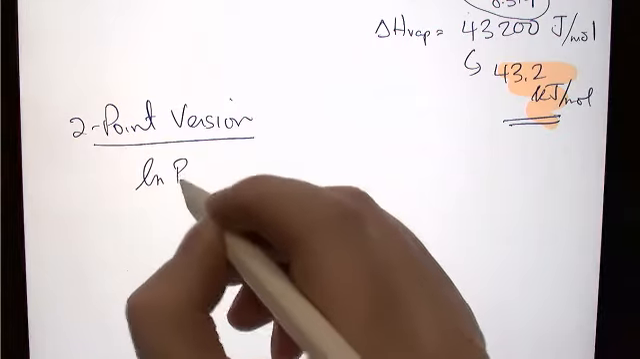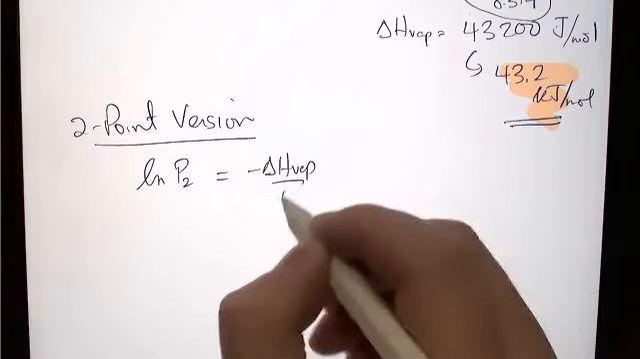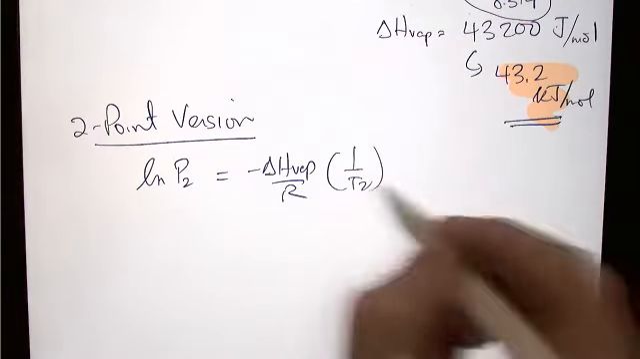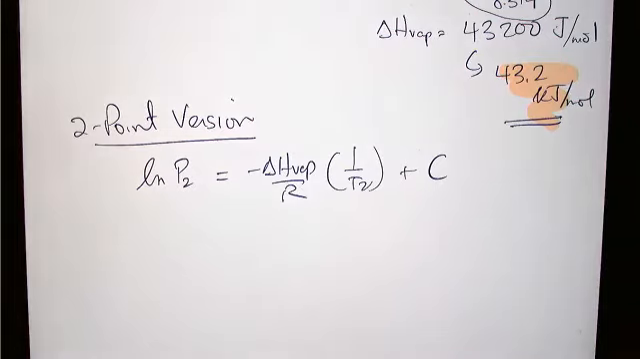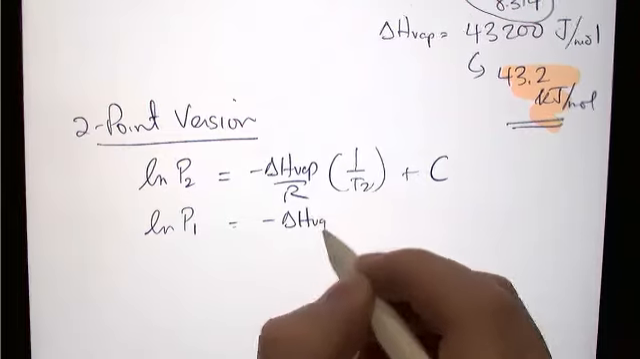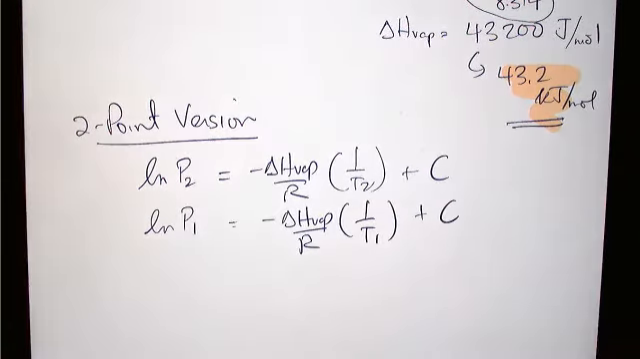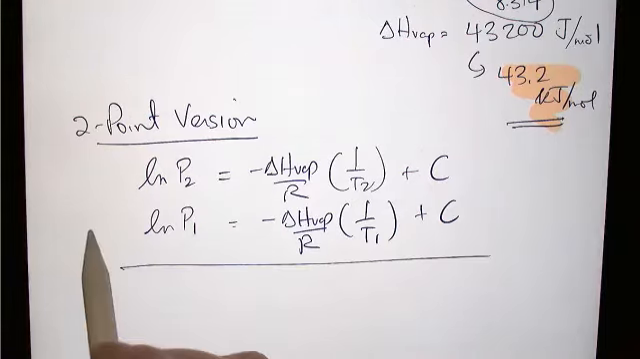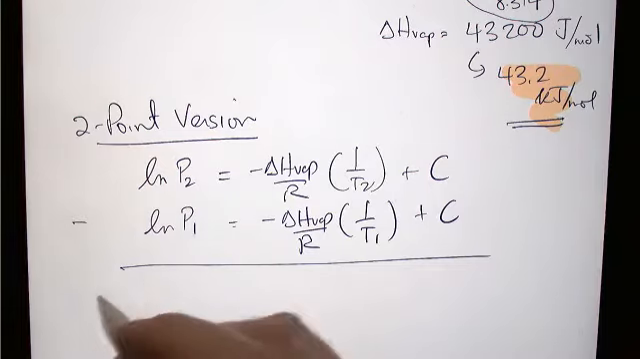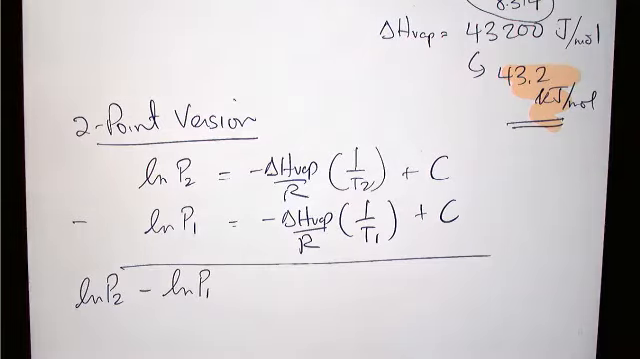Okay. Suppose you have a P1 and a P2, a T1 and a T2. According to Clausius Clapeyron, the natural log of P2 would be negative delta H VAP over R times 1/T2 plus the constant. The natural log of P1 would be negative delta H VAP over R times 1/T1 plus the constant. Let's take those two equations and subtract them. If you subtract them, you get the natural log of P2 minus the natural log of P1 on the left.